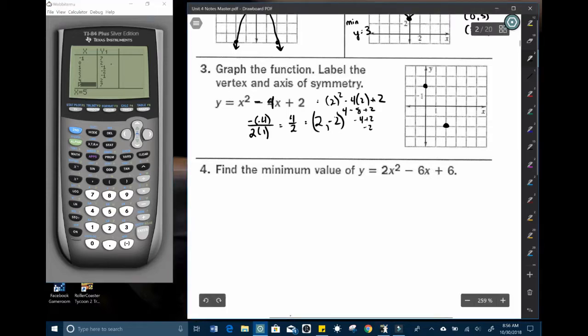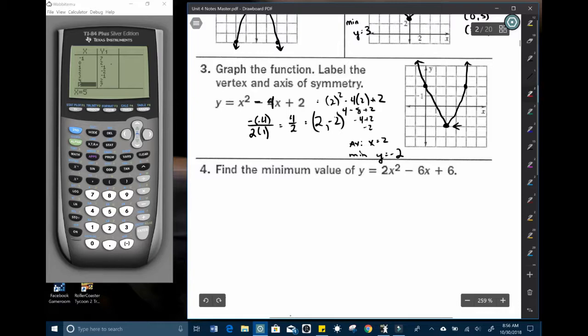Hey, we plotted that one. Over 4. 1, 2, 3, 4, up 2. And there's that one there. Vertex, right there. Axis of symmetry is x equals 2. Minimum is y equals negative 2.